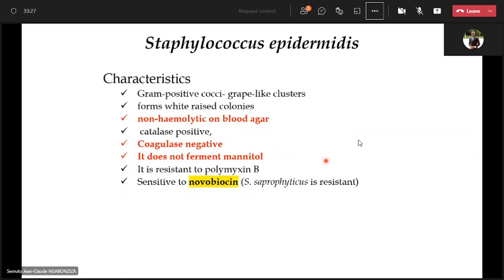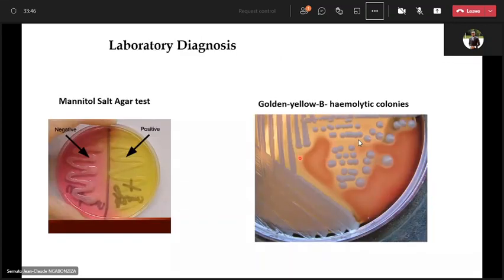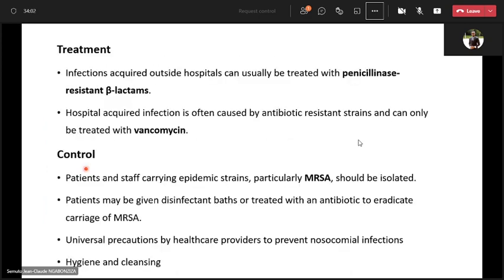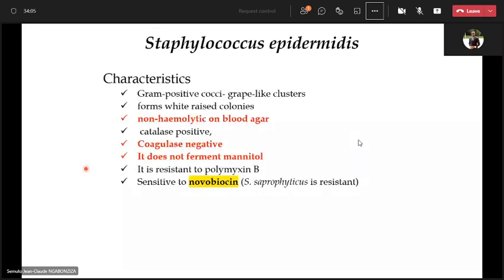They are also catalase positive, but they are coagulase negative. So to differentiate this from Staph aureus, you have to do coagulase and see the hemolysis on blood agar. It does not ferment mannitol, so it will have this color on mannitol salt agar. Although catalase positive, which differentiates them from streptococci and enterococci, they will be coagulase negative, also not mannitol fermenting, and they are sensitive to novobiocin, which is the differentiation.